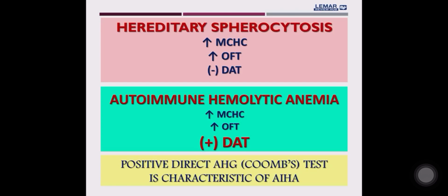So, parehong elevated ang MCHC, parehong elevated yung kanilang OFT. Pero paano mo sila i-differentiate? The DAT test. In autoimmune hemolytic anemia, the DAT test is positive. In hereditary spherocytosis, negative DAT. A positive DAT test, direct AHG test, or direct Coombs test is most characteristic of autoimmune hemolytic anemia.